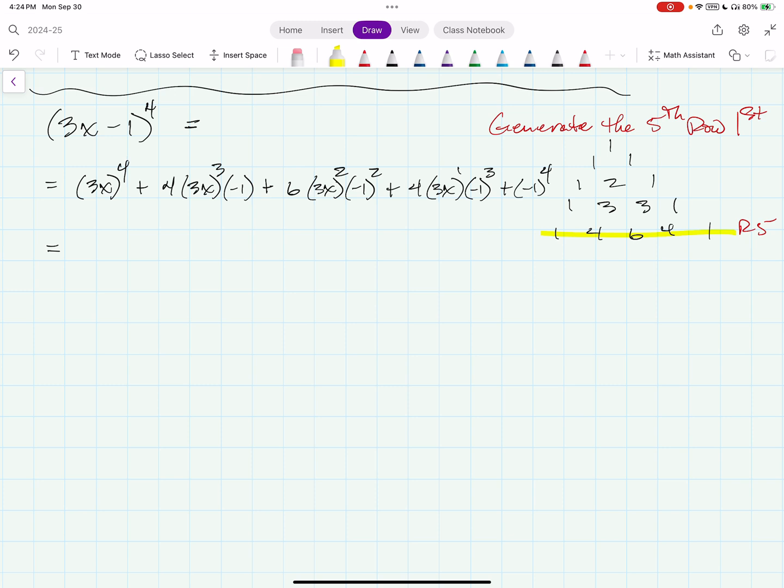And notice that the coefficients are 1, 4, 6, 4, 1. If you want to put the ones in, you can. Okay, all right, step 2, simplify what you see. Okay, go.